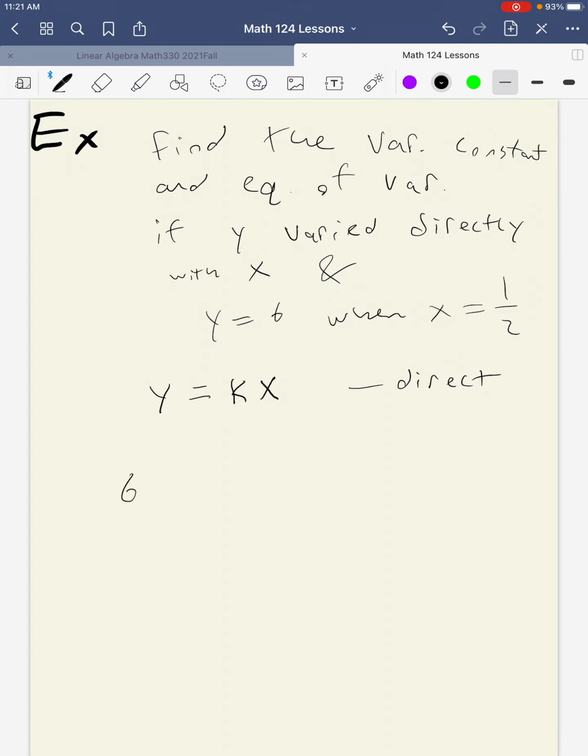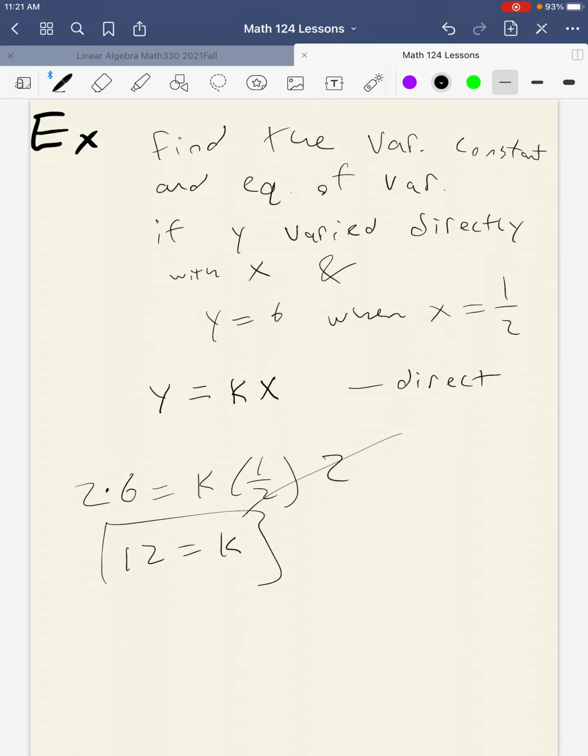Okay, so we plug in the condition, plug in the 6 for y, plug in the 1/2 for x, and solve for k. We get that k equals 12, that's the constant. So therefore the equation is y equals 12 times x.